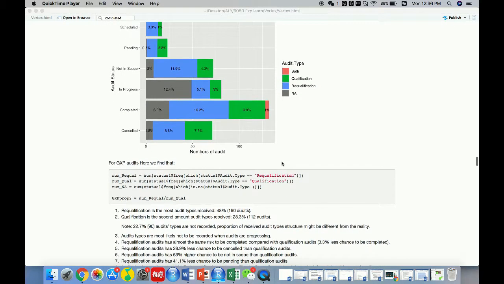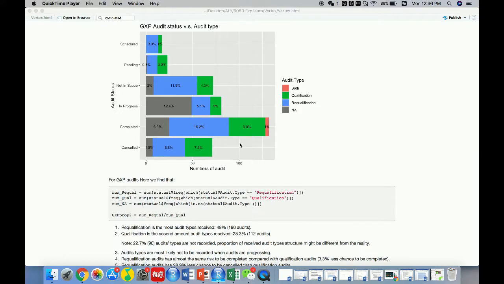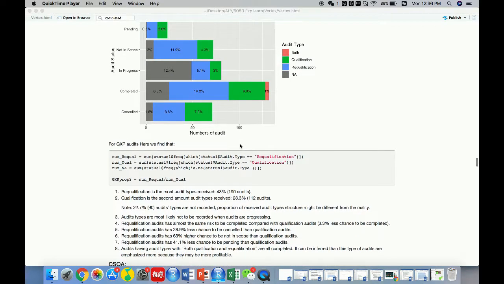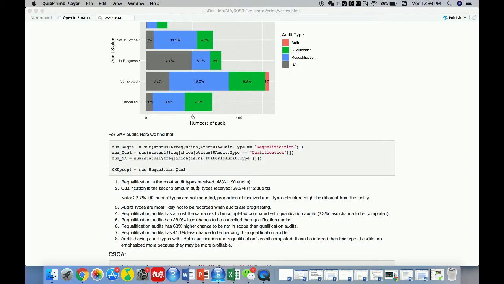We do the same thing, weighting our results by the number of audits to see the risk of our audits being complete, cancelled, or not in scope. Here's my finding. Requalification is the most common audit type we received, and qualification is about half of the requalification. Actually, about 20% of audits are NA. So if they are not NA, the proportion between requalification and qualification might change.